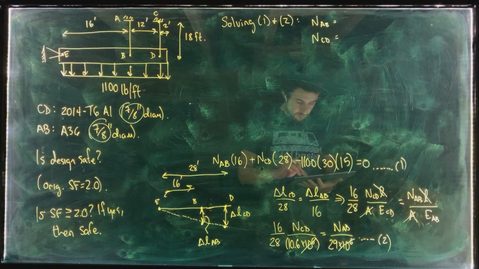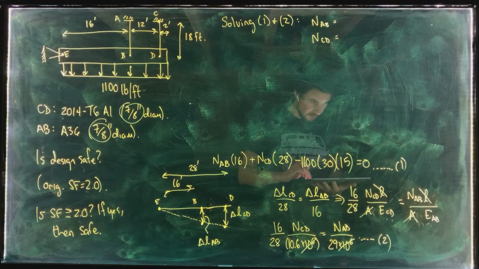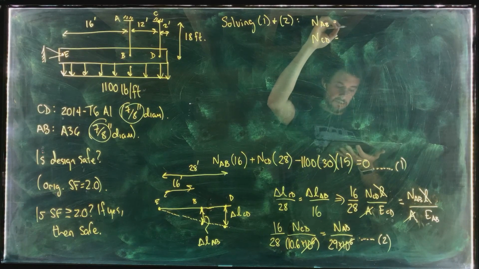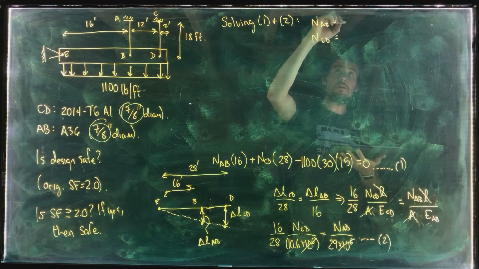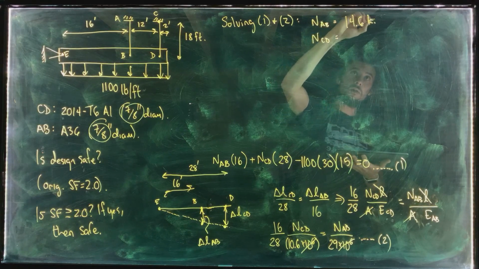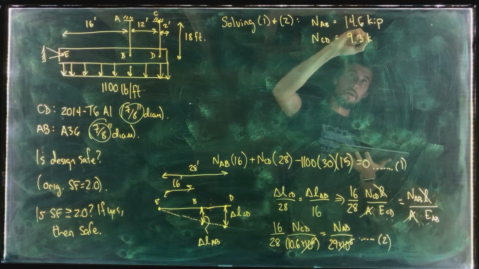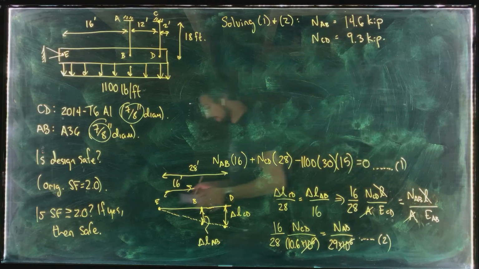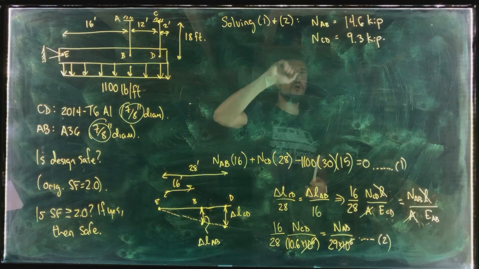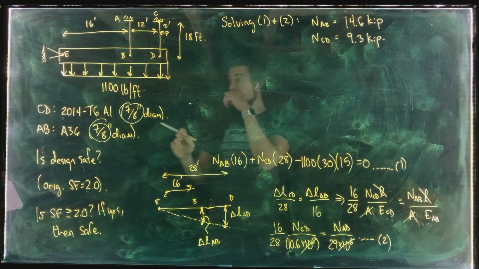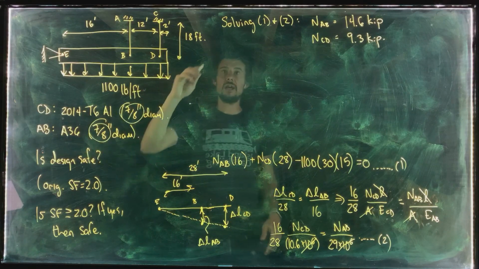So let's see what I got when I solved those two equations together. N_AB will be equal to 14.6 kip, and N_CD will be 9.3 kip. Okay, so now that we have those, we can go about actually checking the safety factors. So let's do the steel cable first.